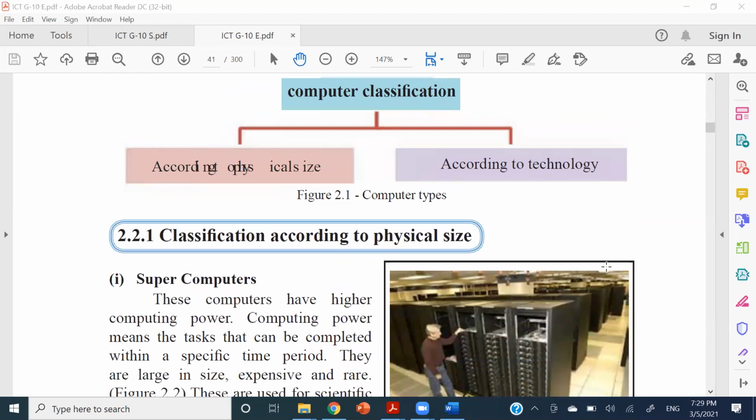And the people who have finished this have the heading classification according to the physical size. And the first subheading is supercomputers under that. Don't write anything, I'll tell you the points. Just have the subheading classification according to the physical size and the supercomputer under that.